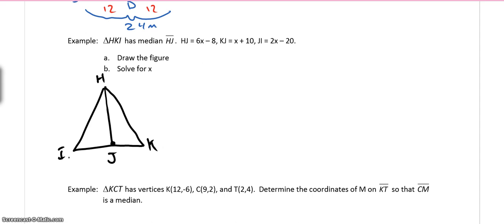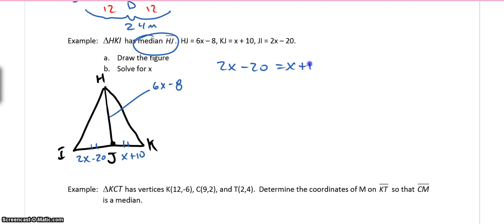Alright, and it says HJ equals 6x minus 8. So this segment here is 6x minus 8. KJ is x plus 10, and JI is 2x minus 20. Alright, so these are all the pieces I know. It's giving me the measure of the median, and the measure of two smaller pieces. Now, this is our key piece. It's median HJ, so we know the median cuts the intersecting side in half, so therefore I know it cuts this piece in half, which would cause those two pieces to be equal.